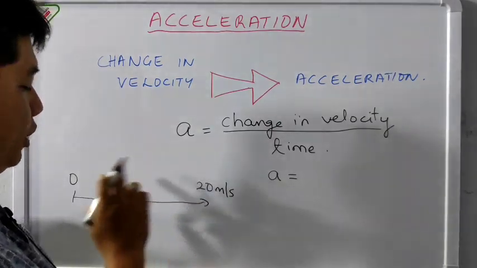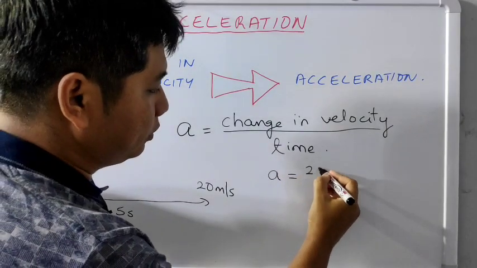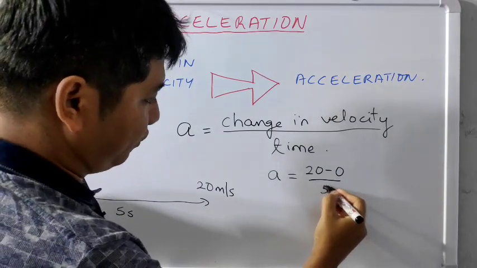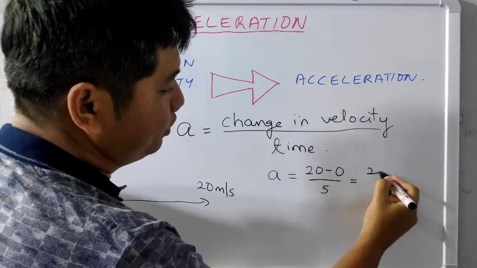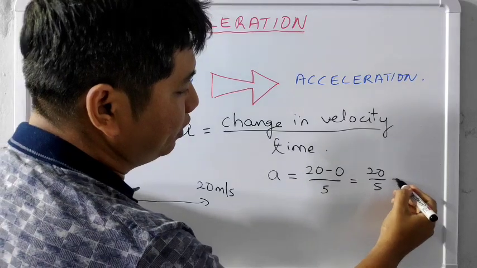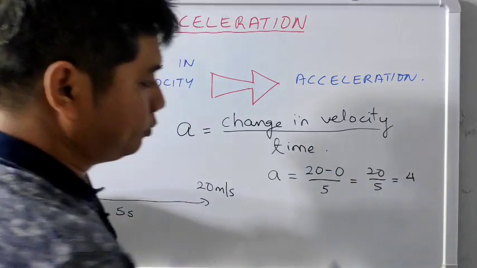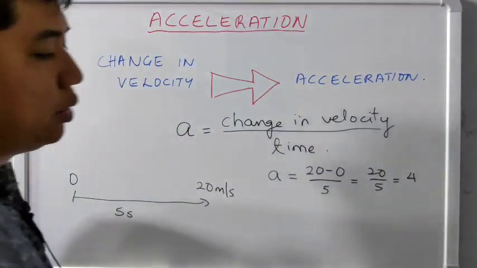We can say the acceleration of the scooty is change in velocity by time taken. Change in velocity is 20 minus 0, divided by time, which is 5. It is 20 by 5. So the acceleration is 4. Only 4? It will have a unit.